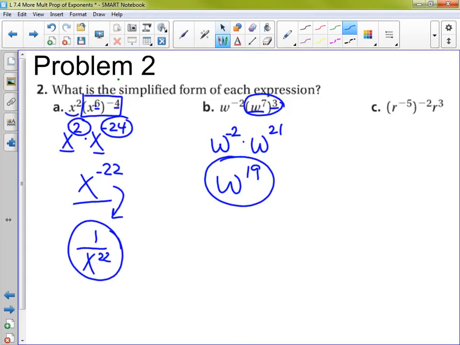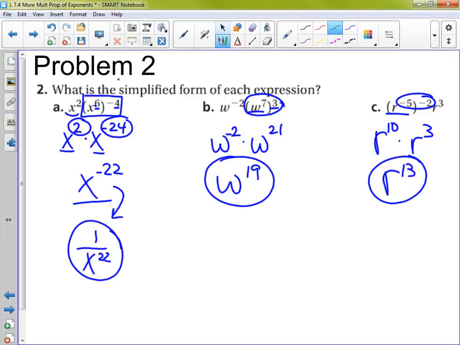And I'll keep going. r to the negative fifth raised to the negative second is r to the positive 10th times r to the third. 10 plus 3 is 13. So hopefully if you've done the work from class today, you understand where these answers are coming from, but you get them much quicker by using the shortcut.